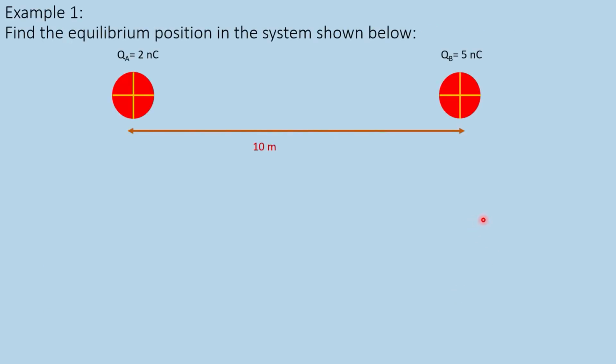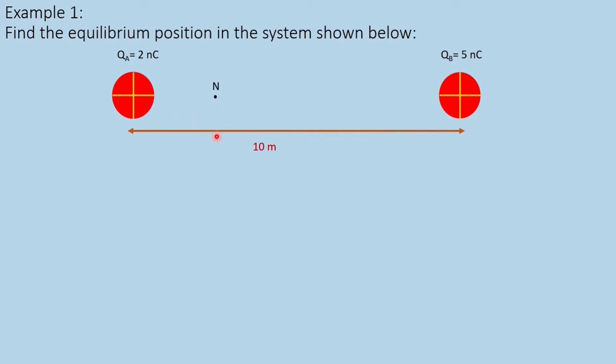This is an example. Find the equilibrium position in the system shown below. How to do this task? First of all, we check the polarities. The two charges are positive, so they are like charges. Then the equilibrium position should be somewhere in this space between them, next to the smaller charge. We compare. QA is 2 nanocoulombs and QB is 5 nanocoulombs, so QA is smaller. Then the equilibrium position is close to QA.